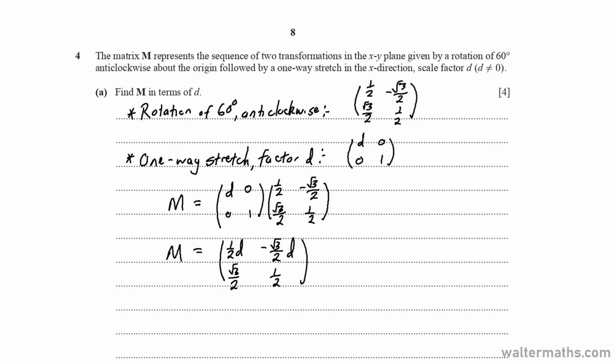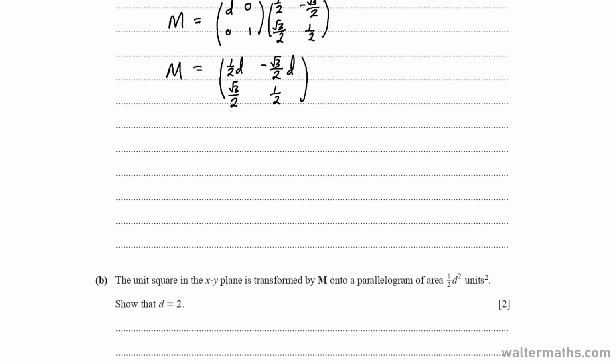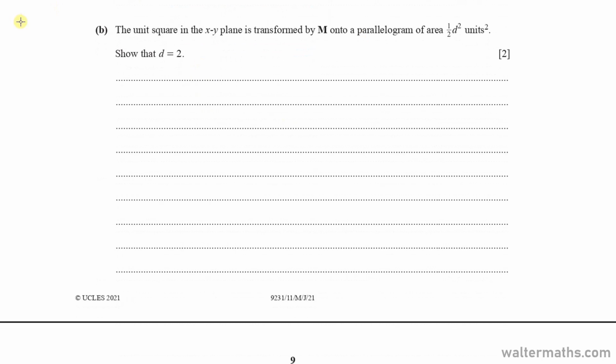We can now move on to part B. On part B, the unit square in the xy plane is transformed by M onto a parallelogram of area half d squared units. Show that d is equal to 2. Alright, so right here we obtained the matrix for transformation M, which I'm going to take from here. So here it is, and I'm going to find the determinant of this matrix.